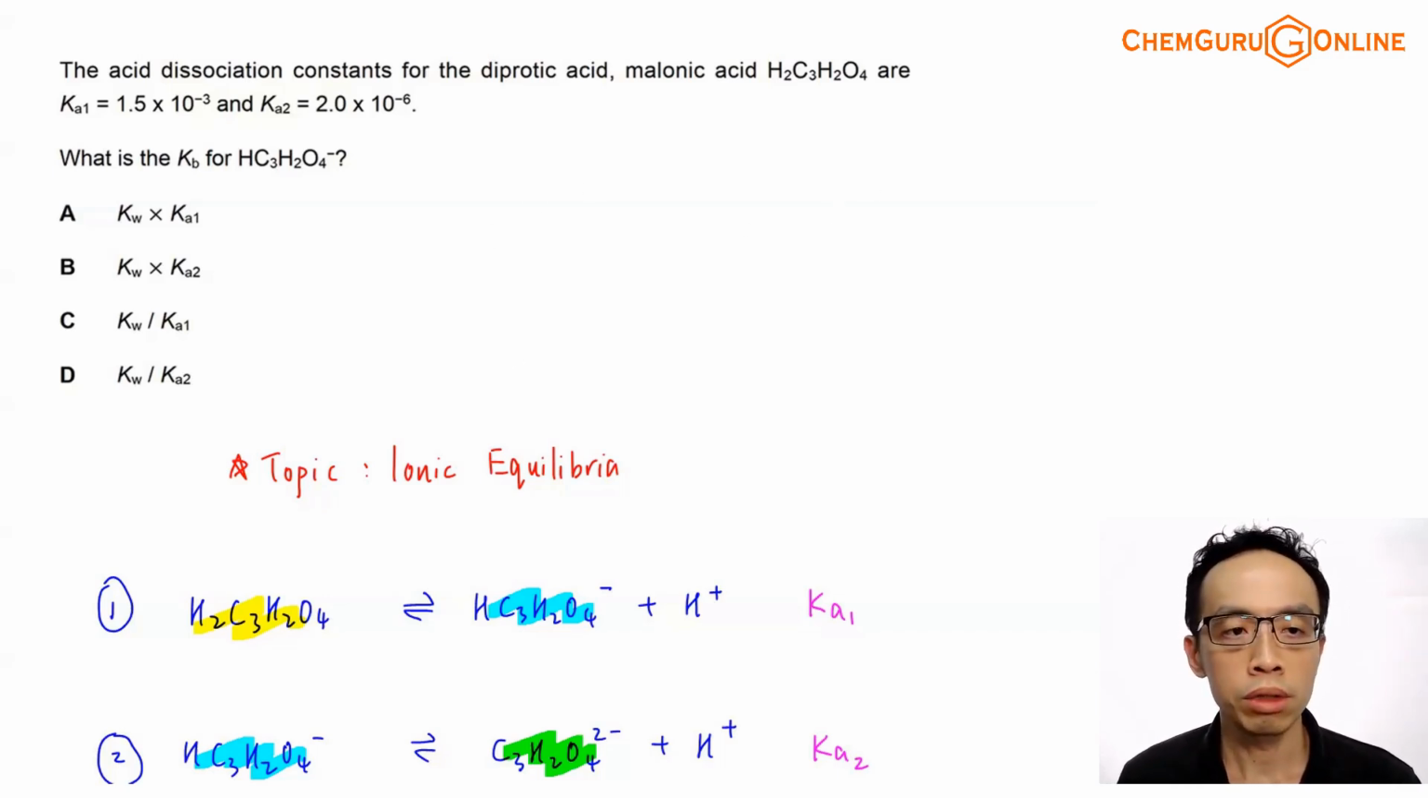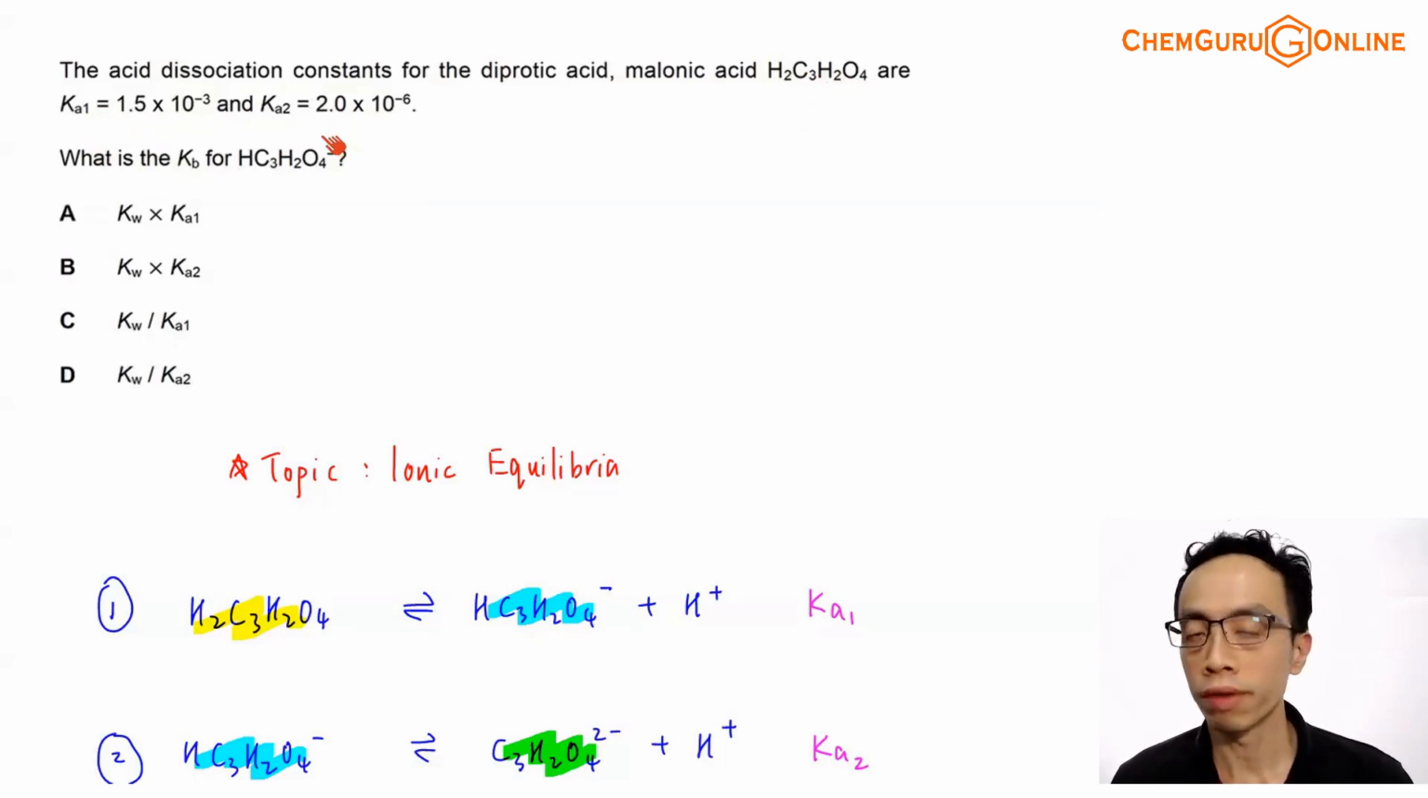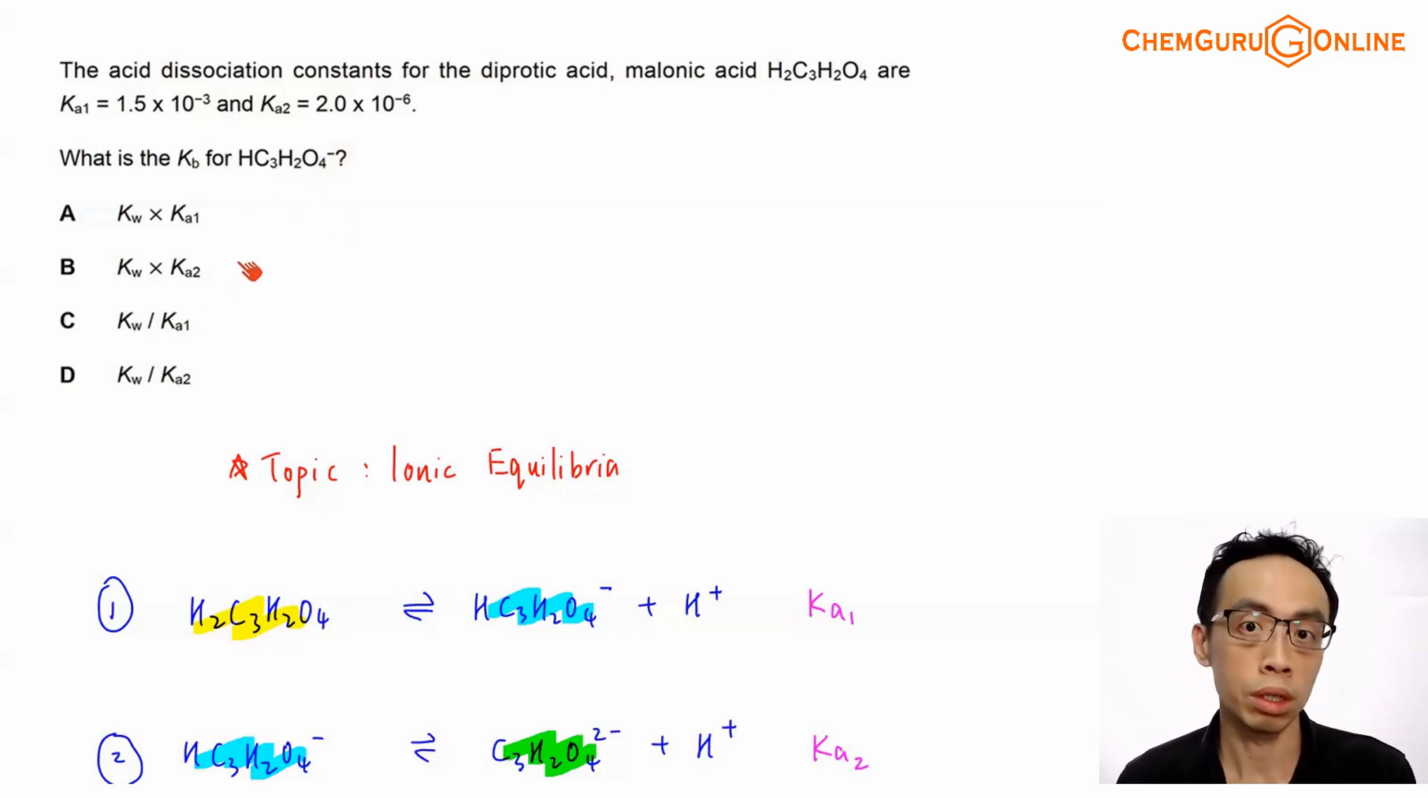The acid dissociation constants for the diprotic acid, malonic acid, H2C3H2O4, are Ka1 and Ka2. So the values are given accordingly. The question is asking for the Kb for HC3H2O4 minus, the base dissociation constant for HC3H2O4 minus. And we have four options, A, B, C, D. We want to decide which is the correct answer.